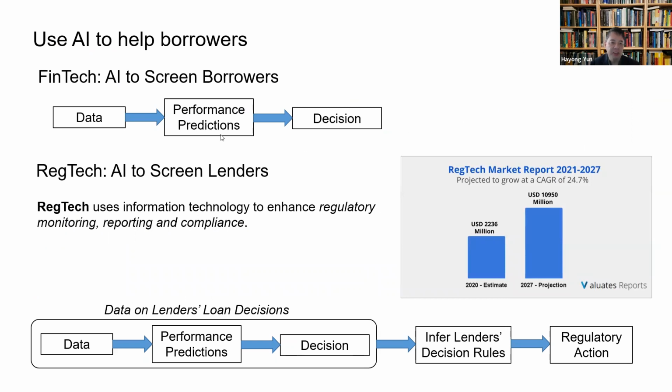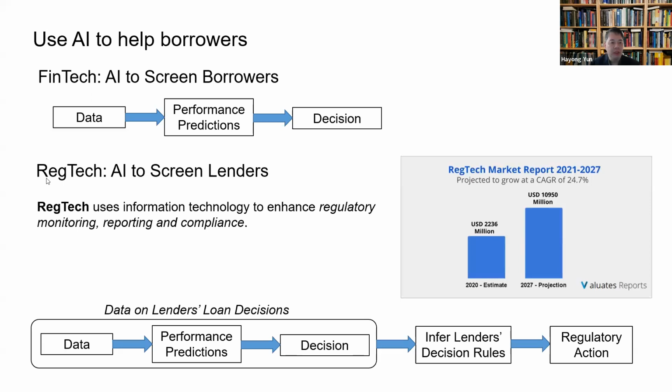It's called fintech, and it's basically using AI to screen the borrowers, to use the data and then do the performance predictions based on the data using AI algorithms and make loan decisions accordingly, because this performance prediction, who is going to default, is going to be useful in making this decision.